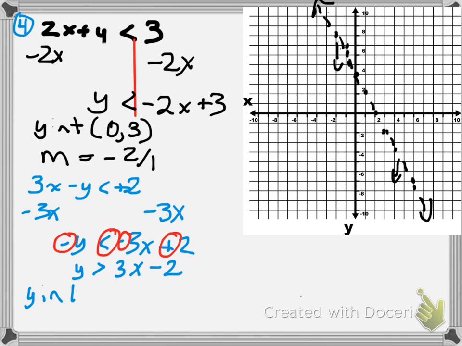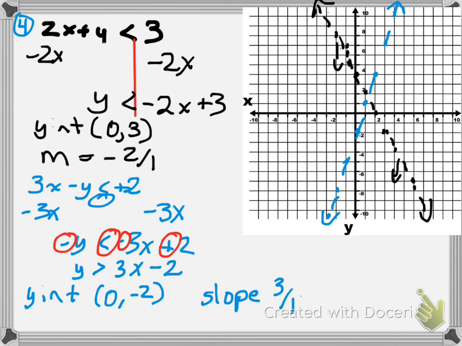So my y-intercept is (0, -2). My slope is 3/1, and it's positive, so that means I'm rising and going to the right, or falling and going to the left. Is this line going to be solid or dashed? Because of the non-equal to right here, that's the reason it's dashed.